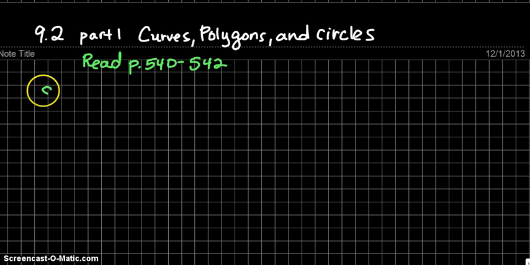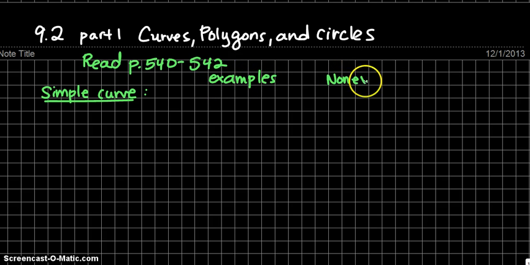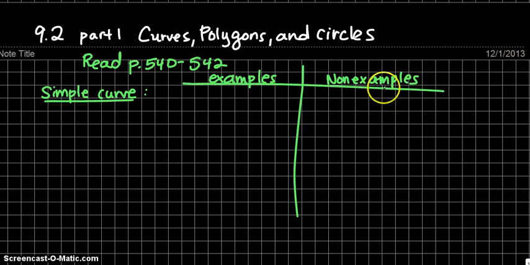The first one is a simple curve. A simple curve is something that you can draw without passing through itself, and you do not lift your pencil. So I am going to give you some examples and some non-examples for each of these so you can see what I mean. I am going to draw a curve without lifting my pencil, without going through itself. So there would be an example. Here would be a non-example.